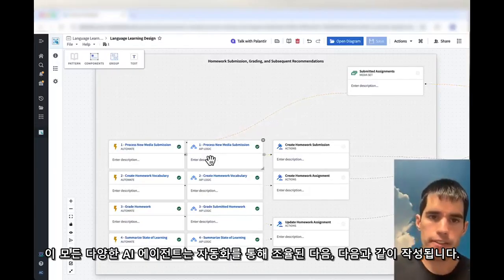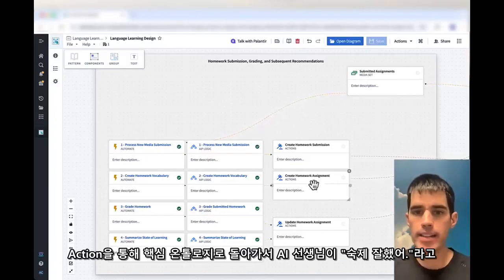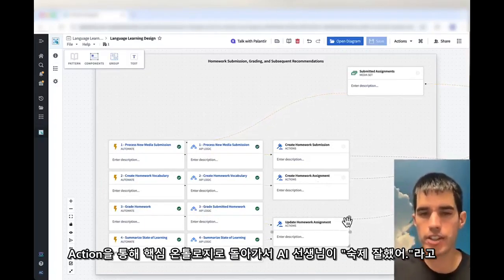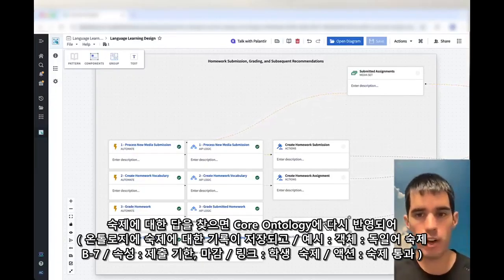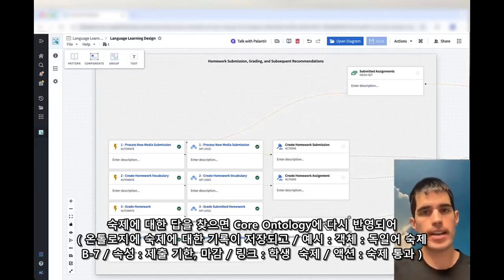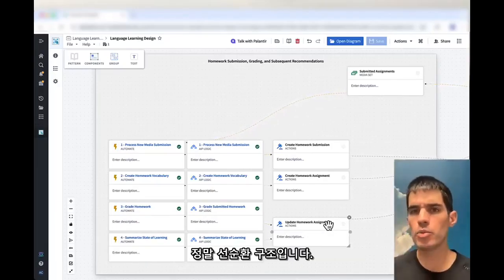And all of these different AI agents are orchestrated via automations. And then they're writing back to the core ontology via actions, so that as my teacher says, hey, you did a good job on that homework assignment, that's reflected back in the core ontology and can then be used downstream when creating new homework assignments for me. So it's a really virtuous cycle.